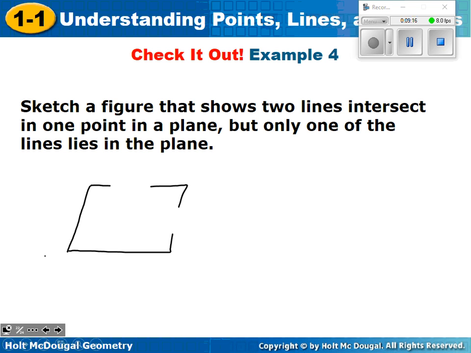Okay, start over. There. So line in the plane, and then a line that intersects, but once it intersects, you've got to use some dashes to show that it's going through that plane. Comes back out, solid. Questions? Is this making sense? Awesome. All right, that's 1-1.